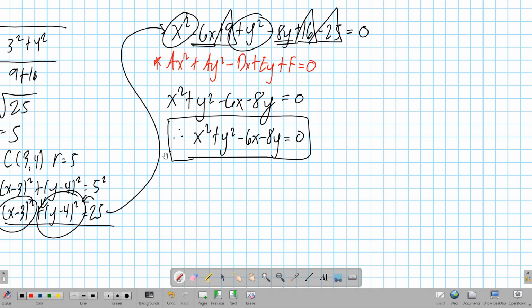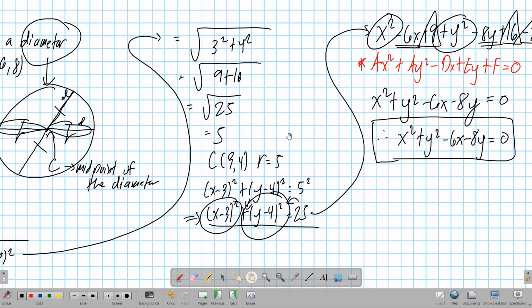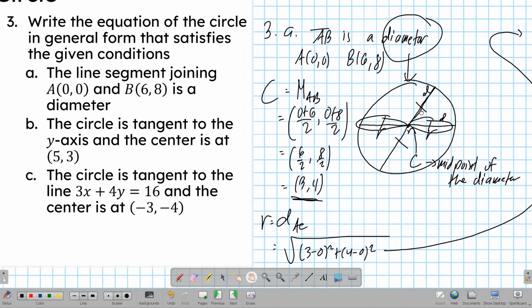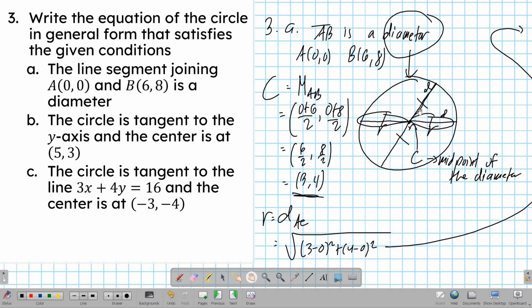Ayan. And actually, this problem is well on the easy side. Medyo madali ito. The trick here is for us to understand what are those terms na sinasabing diameter, tangent, and then center is here. You have to be able to analyze that kasi marami pang ibang klaseng conditions ibibigay at mas komplikado that you have to be able to analyze on your own.